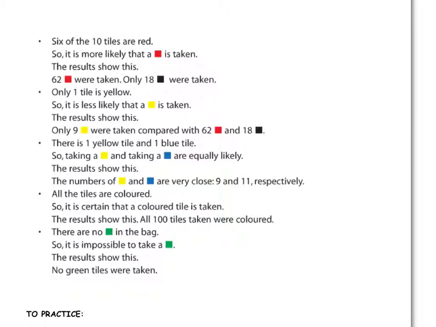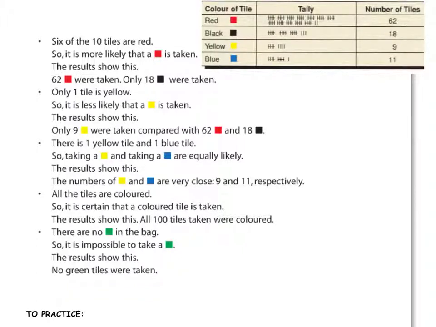All right, let's describe our results here. 6 of the 10 tiles are red, so it is more likely that red is taken. The results show that 62 were taken, only 18 of black were taken. So that's more likely. That's the way we could describe that. Only 1 tile is yellow, so it is less likely that a yellow is taken. The results show that 9 of yellow were taken compared to 62 of red and 18 of black.